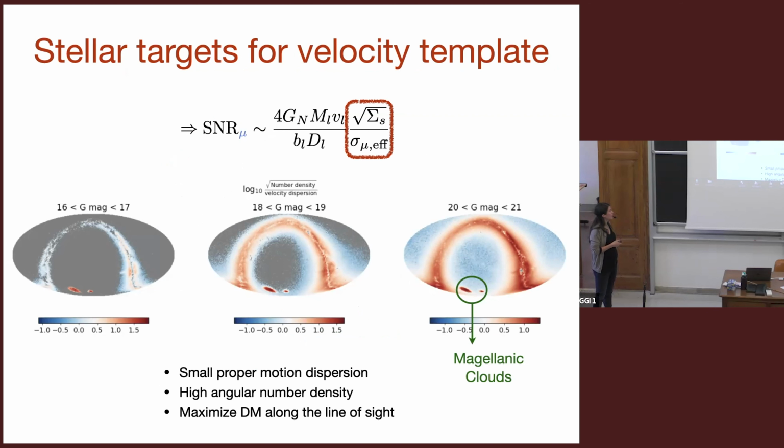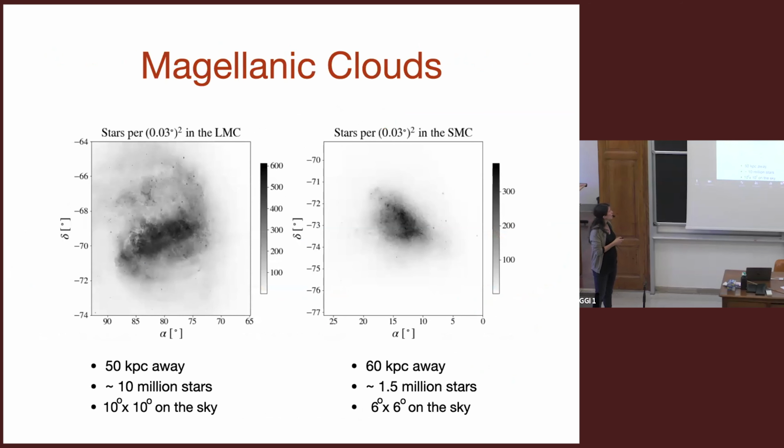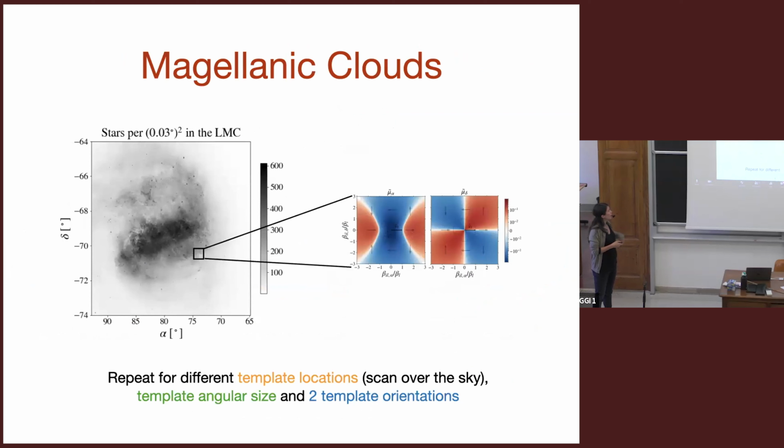That happens to be maximized for stars which are far away, so they have a small intrinsic velocity dispersion, but they still need to be dense objects. So the best target are the Magellanic Clouds, these luminous sources in the southern hemisphere. So we take the stars in the Magellanic Clouds, and then we zoom in on a particular location, we take the observed velocities, and we compute the dot product with our match filter.